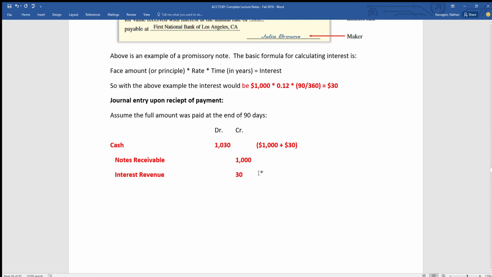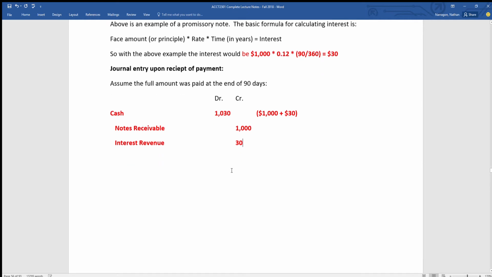So here we have 1,030 bucks. So 1,000 plus 30 is how much cash we received. We received the principal plus the interest. Here, they no longer owe us the note receivable. So their account is done. 1,000 is done. Okay? But with the interest, we've actually earned this interest by providing the note. So with this, we have to recognize the revenue. So we need to put interest revenue of $30. That's when everything is paid in full, no problems.